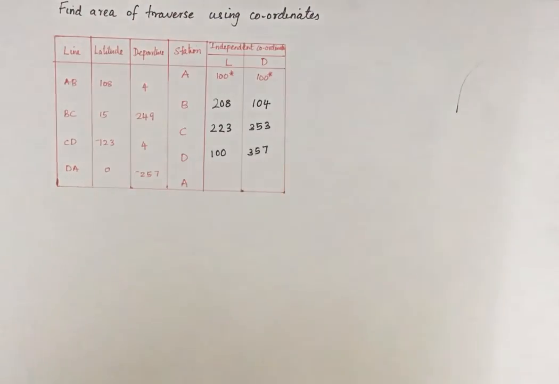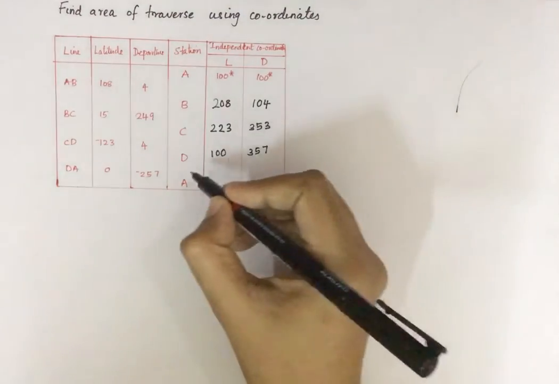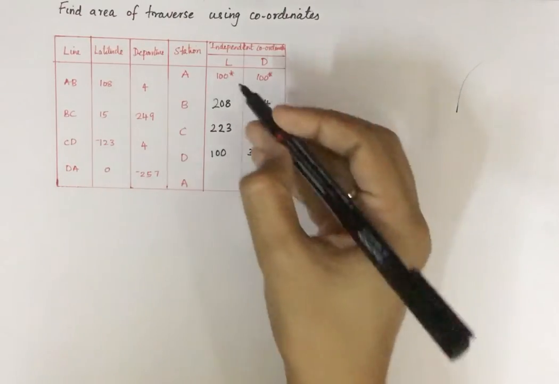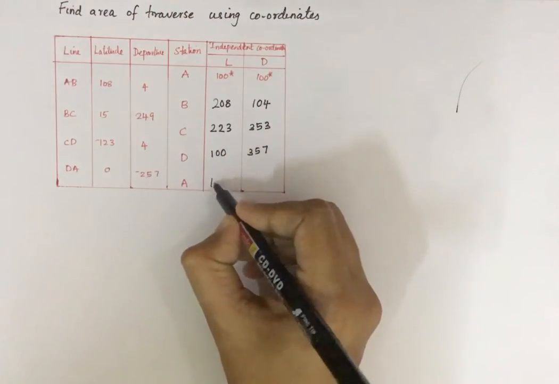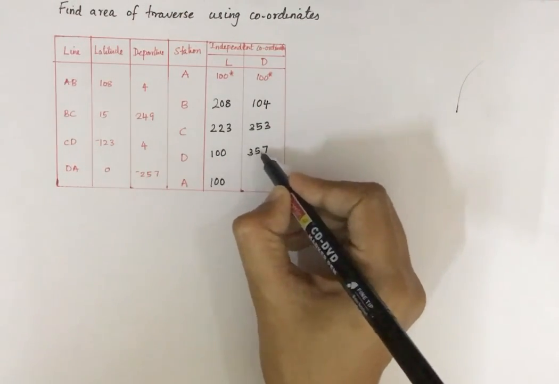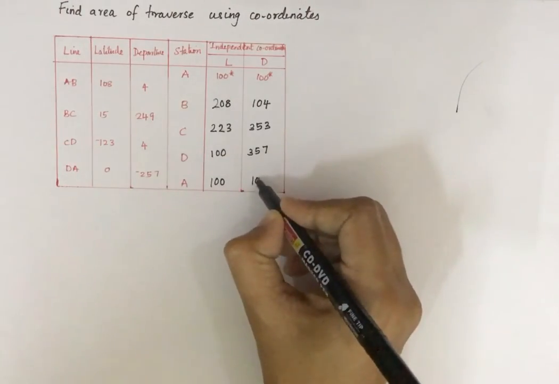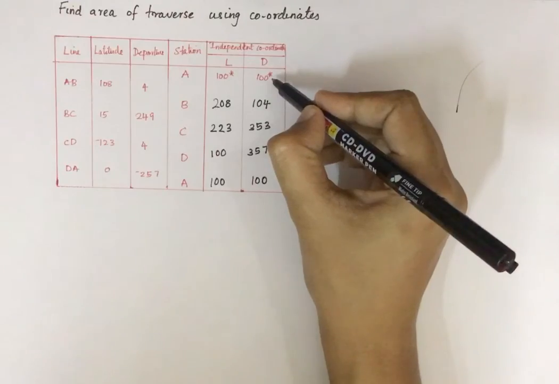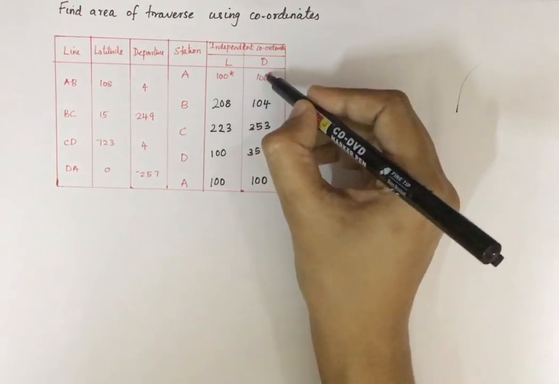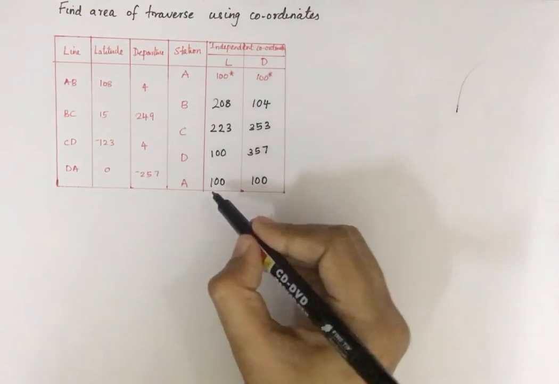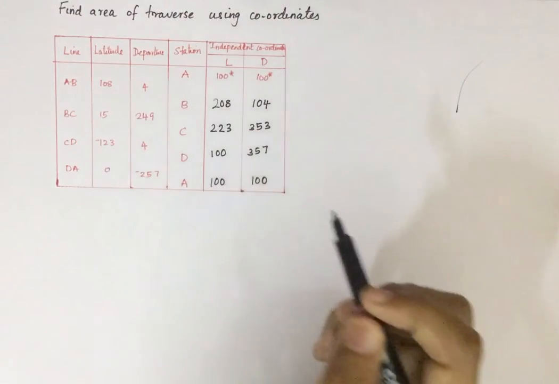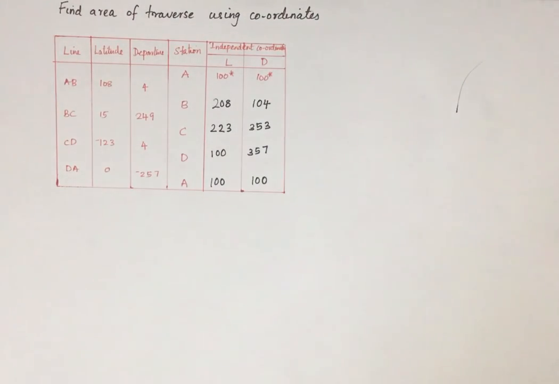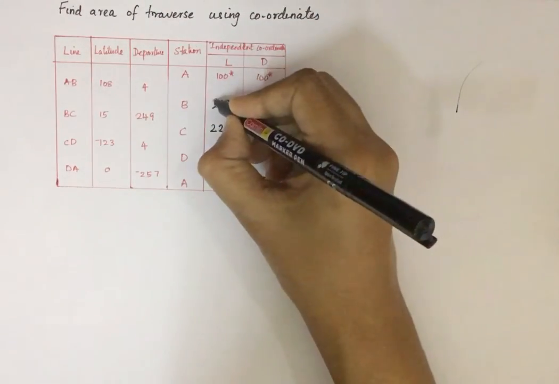And to check whether we get 100 for station A, 100 plus 0 or minus 0, it is 100 itself, and 357 minus 257, 100. So you got the value in both cases. We started with 100, 100, and when you close it, you got 100, 100, which means there is no error. So the first step was to calculate the independent coordinates, and you have calculated that.